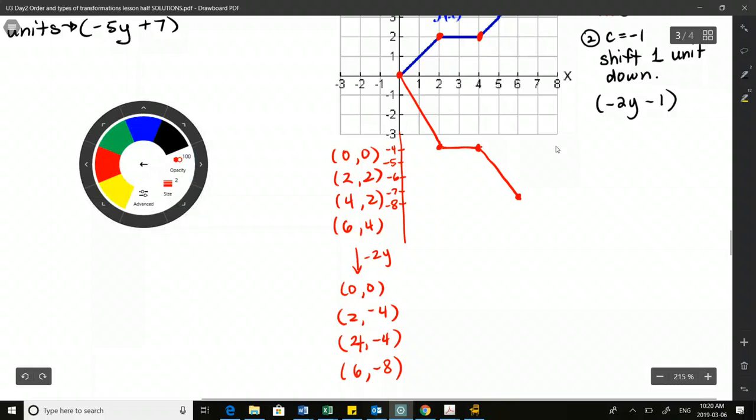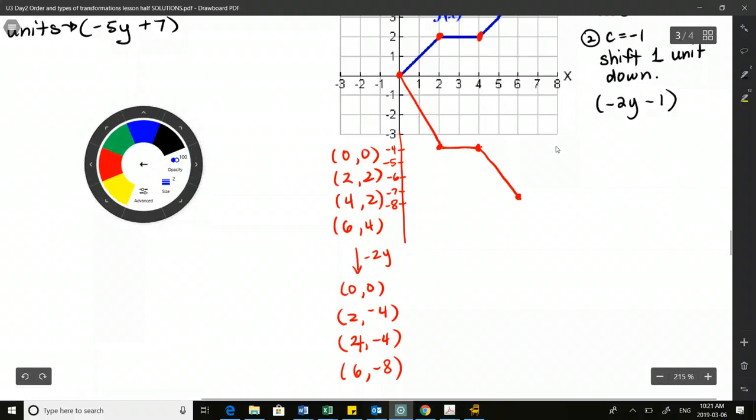Okay, and then what this is telling me to do is take the y's that were already multiplied by -2, and we're going to subtract 1 from them now. So the x's will stay the same again. And now we're just going to take all the y's and we want to shift them all down 1 unit, so we're subtracting 1 from all of them.